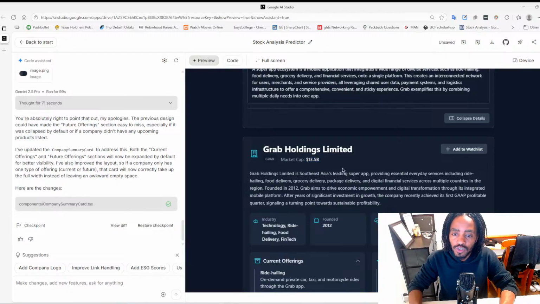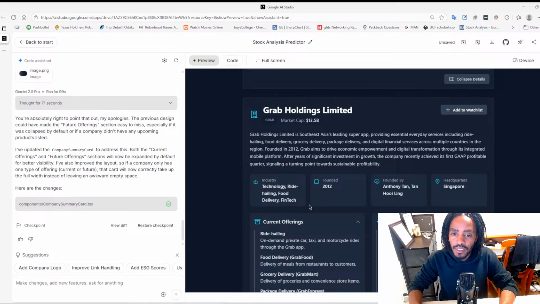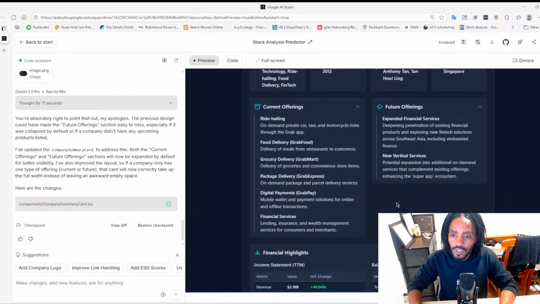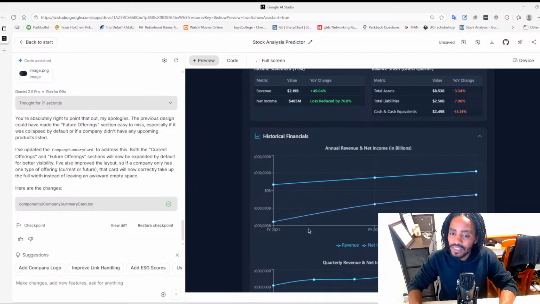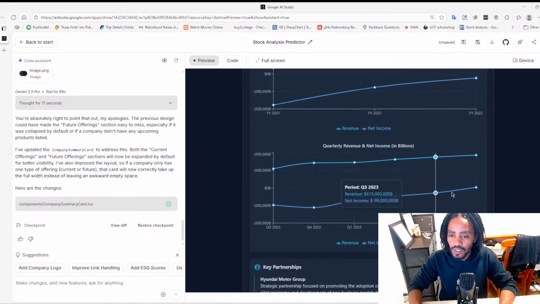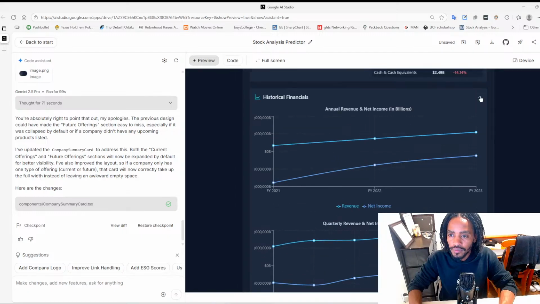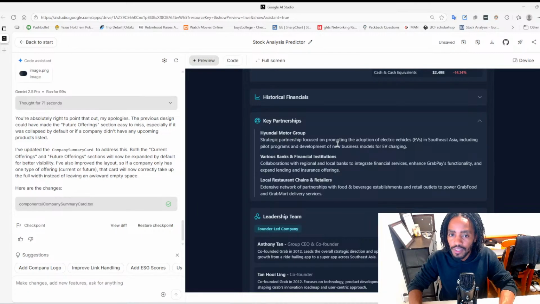So it shows you approximate market cap, it shows you the industry on these little cards. It shows you that we talked about the future offerings. This is stale information, but you're able to see the growth here in revenue, the growth here in quarter over quarter. So let me just collapse that.